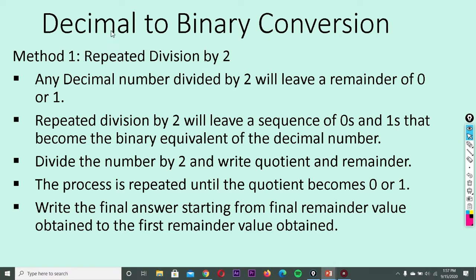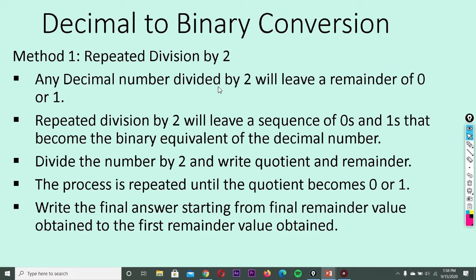There are two methods for conversion of decimal to binary. First method is repeated division by 2. We are going to follow this method, repeated division by 2, because we want to convert to binary. The base of the binary number is 2, so we should follow the method repeated division by 2.